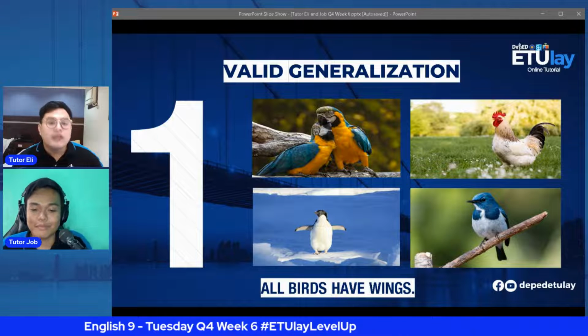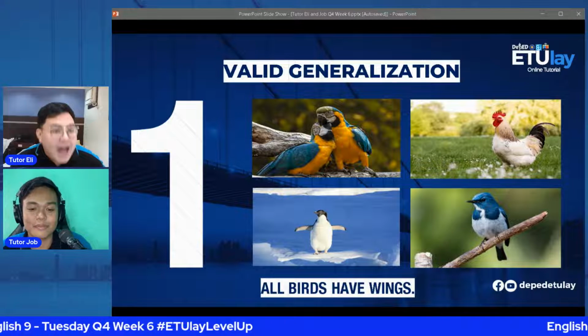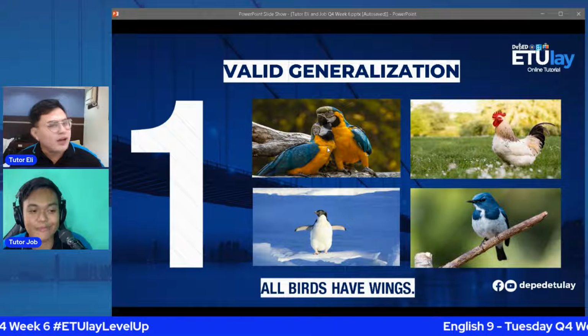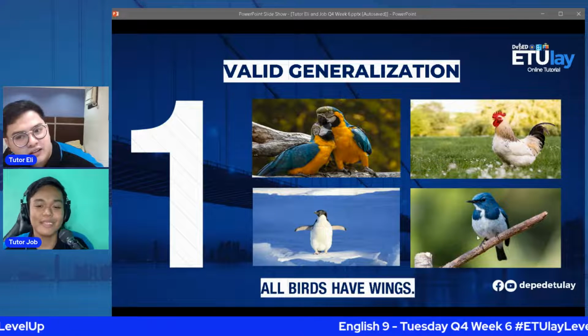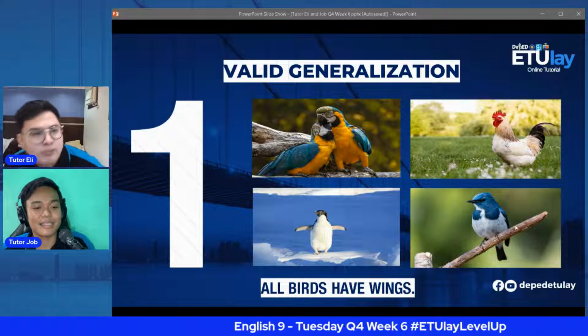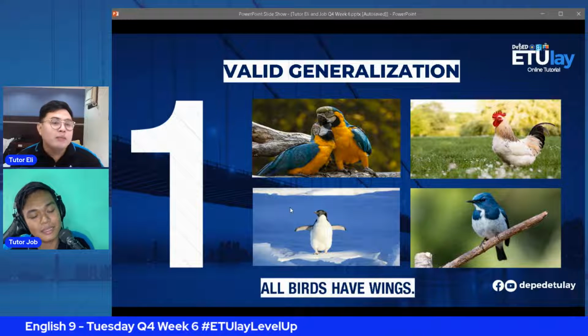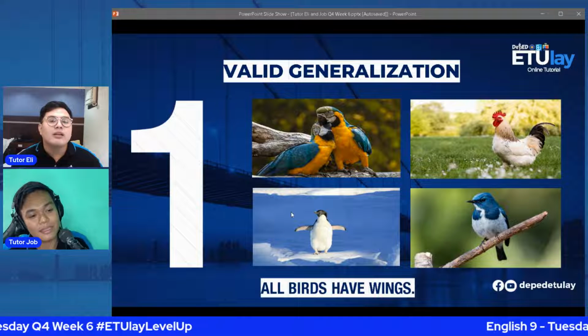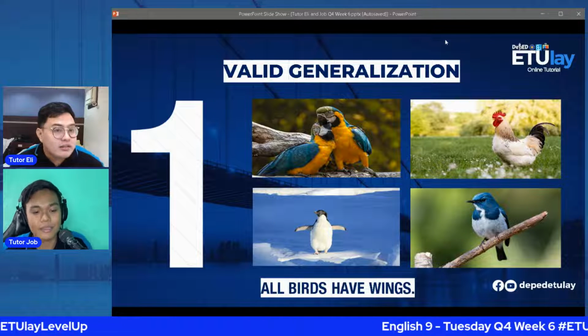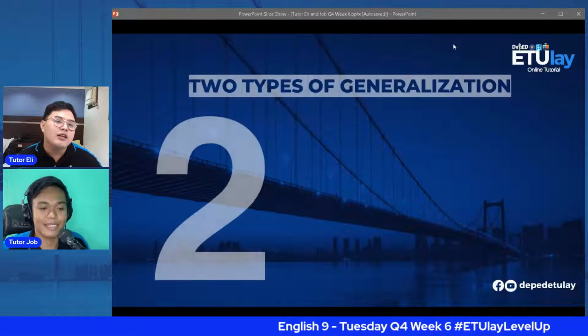Okay, so yes, this is a valid generalization. They all have wings. The chicken, this other bird, these two parrots, and the penguin, even if they do not fly, they all have wings, and it's a valid generalization. Okay.